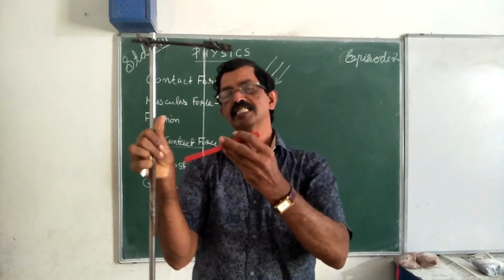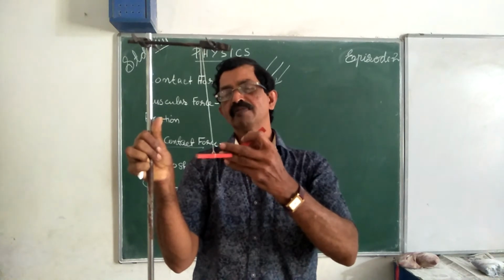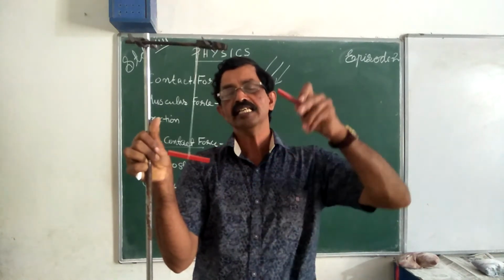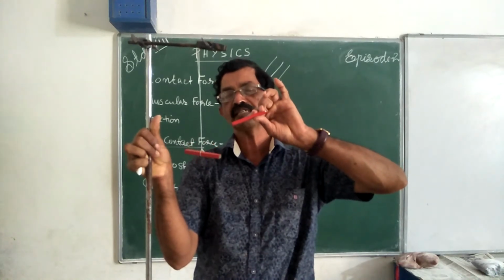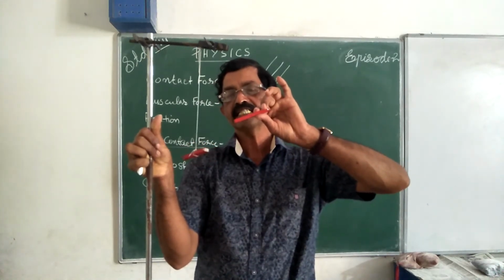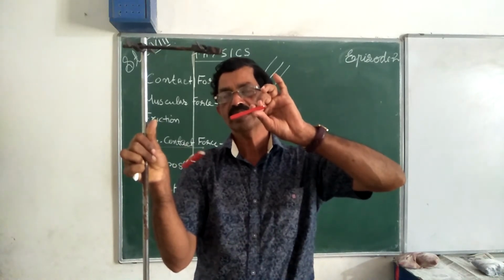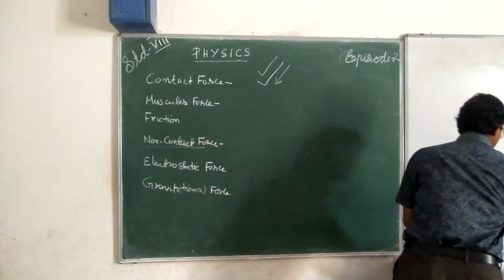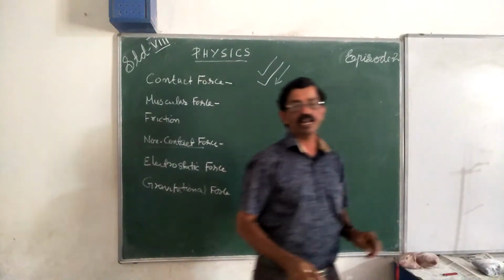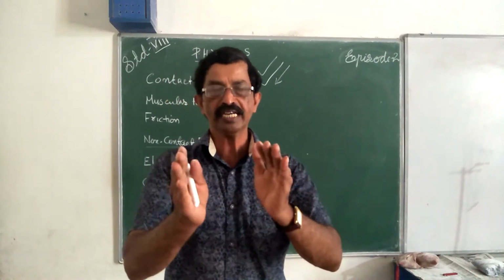Once again, now just reversing the pole. Here is the previous pole, and the pole of this magnet is reversed. See, that side is moving backward. You can see that. That means you already studied that like poles repel and unlike poles attract.